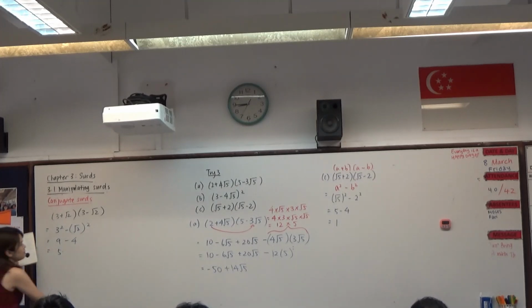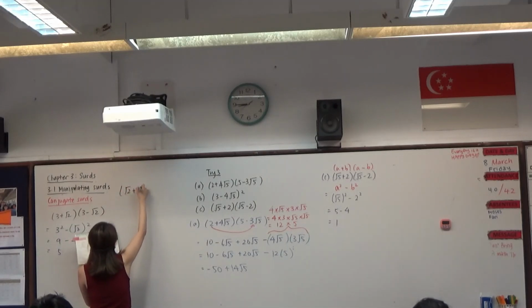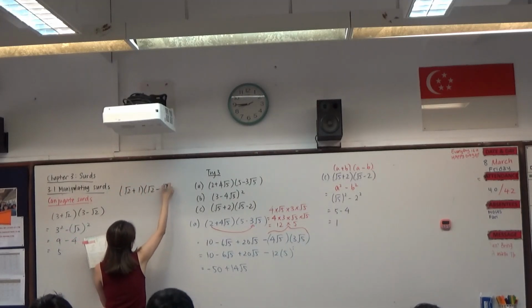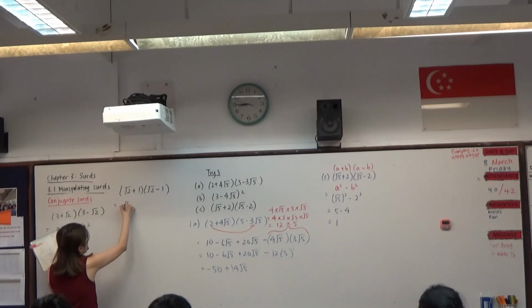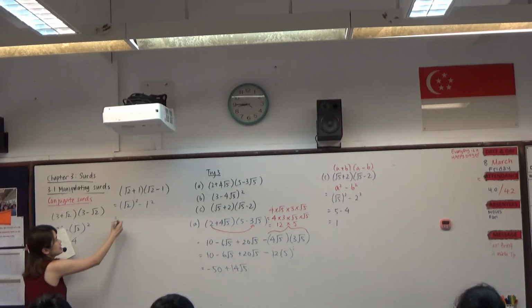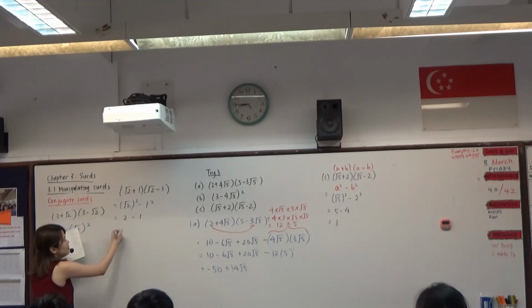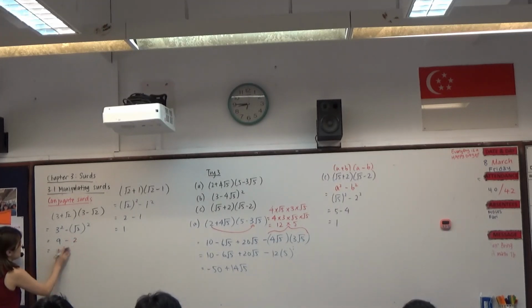Okay, and then if we were to try another case, for example, root 2 plus 1 and root 2 minus 1, I can also do my a squared minus b squared to get this, such that I have 2 minus 1 and I'll get 1. Okay? 9 minus 2, sorry. Thank you. 9 minus 2, that will be 7.